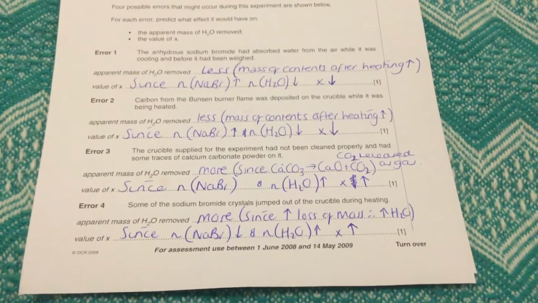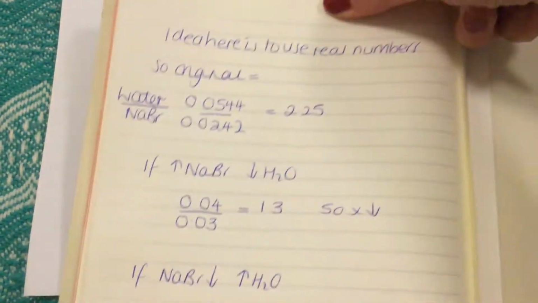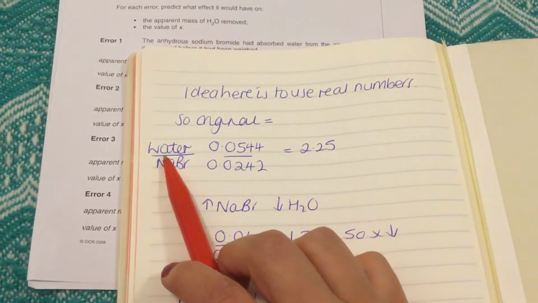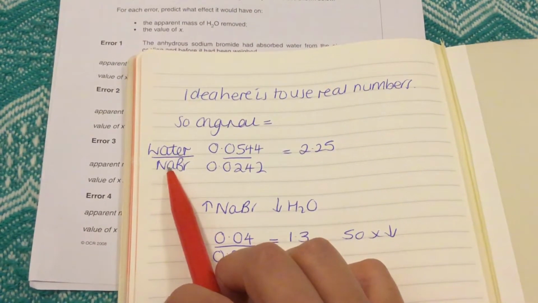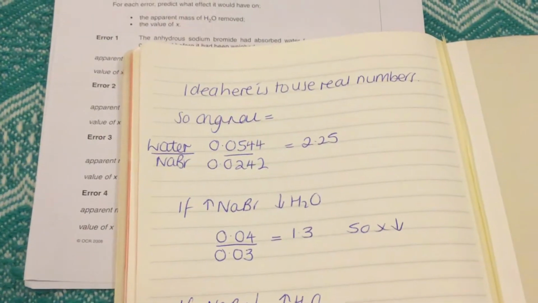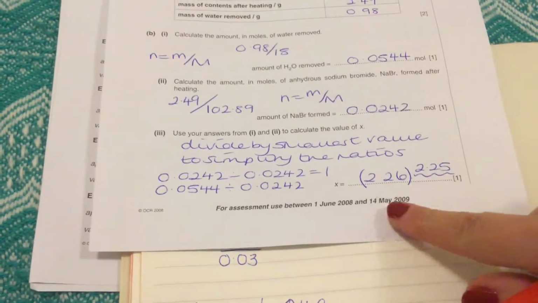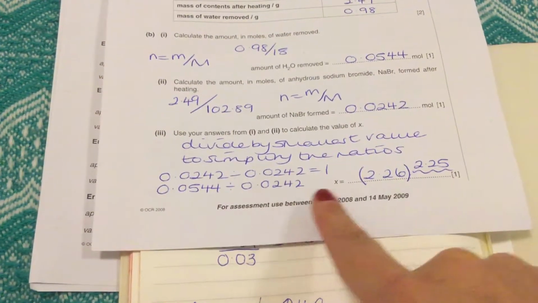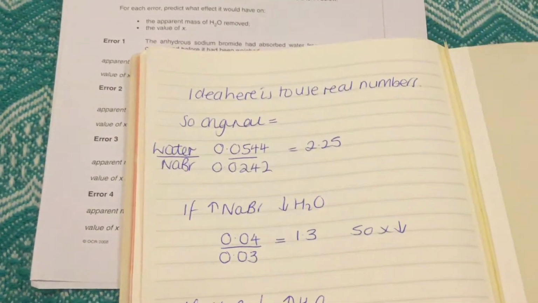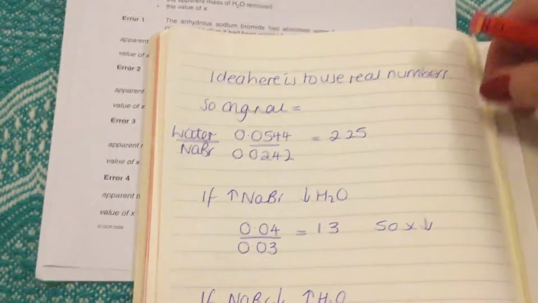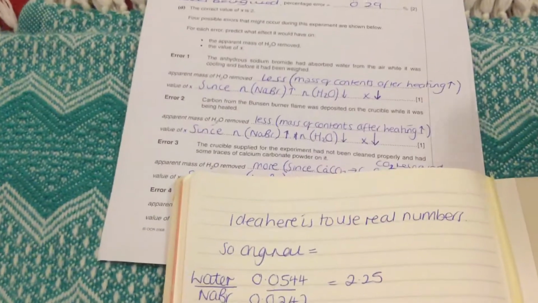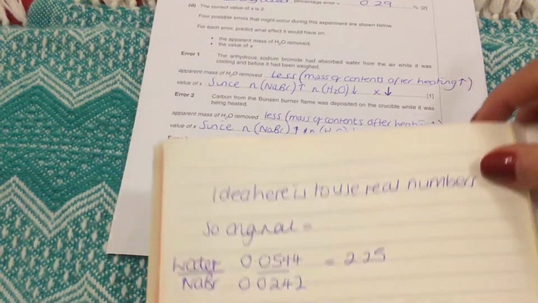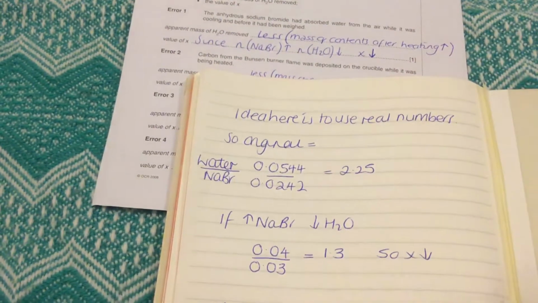Now, in terms of this, for myself, I have to think about this in numbers. I have to use real numbers. So originally we said that if we take the water and we divide that through by the moles of NaBr, so this is just what we did here at the very beginning, the number of moles of water divided by the number of moles of NaBr, which gave us our 2.25. If we're in a situation like we are in error number 1 here, where we are increasing the NaBr apparent and decreasing the water apparent, I prefer to put in real numbers.